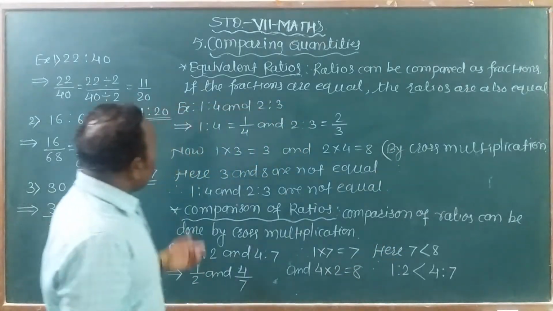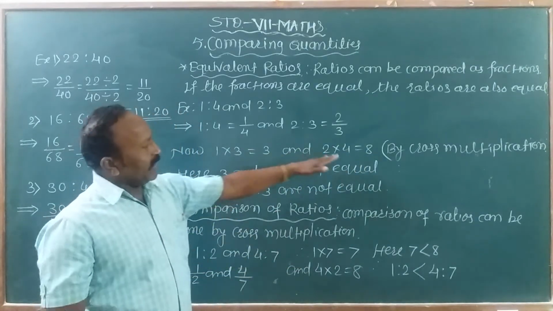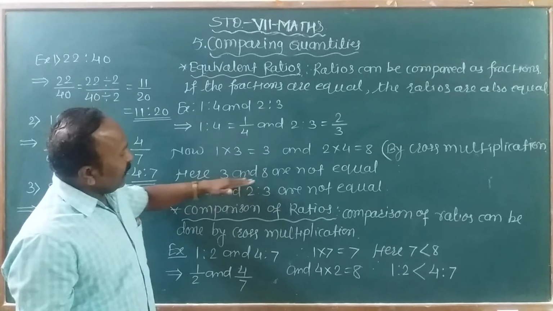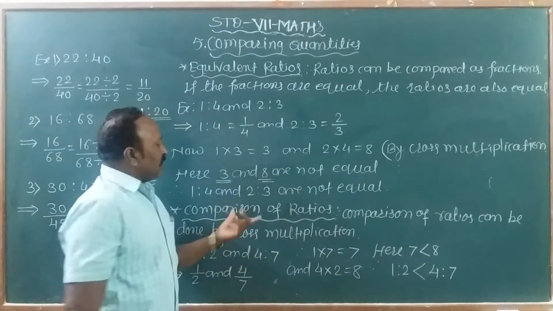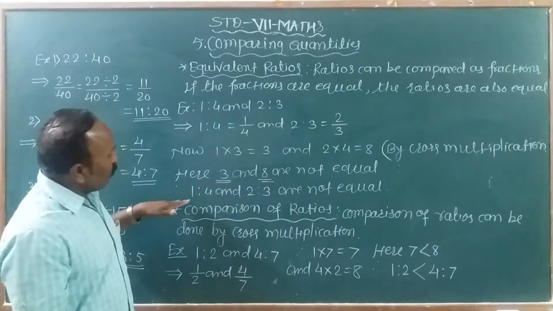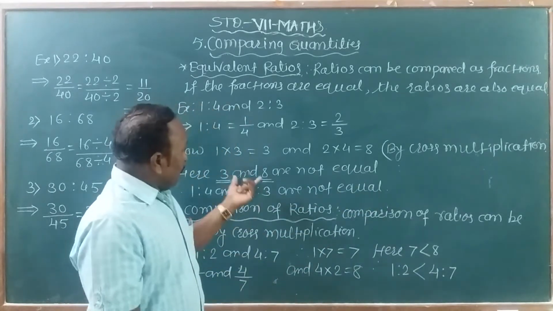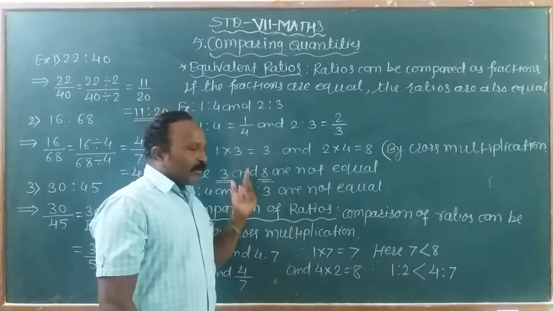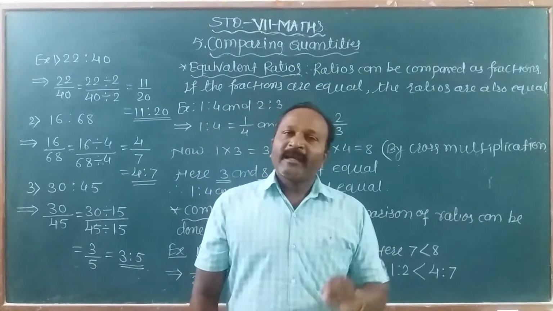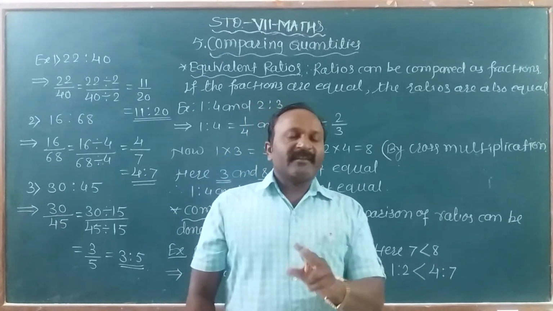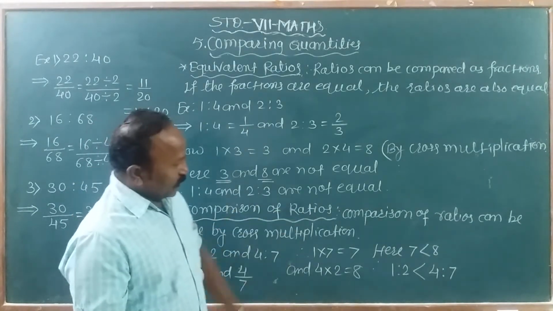Now obviously 3 और 8 दोनों इक्वल नहीं है. Here 3 and 8 are not equal. 3 और 8 क्या इक्वल है क्या? नहीं, इक्वल नहीं, तो ये रेशियो भी इक्वल नहीं होते. So therefore 1 is to 4 and 2 is to 3 are not equal. अगर ये 3 और 8 यहाँ पे भी 8 आता है, यहाँ पे भी 8 आता है, दोनों क्रॉस मल्टीप्लिकेशन अगर सेम आता है तो दोनों रेशियो इक्विवेलेंट होते हैं, डिफरेंट आता है तो नॉट इक्विवेलेंट. ऐसा लिखना.